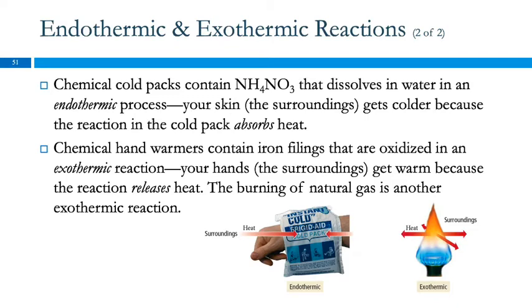Heat goes into the reaction. Where does the heat come from? The surroundings. So if you make your arm the surroundings, then the reaction is going to pull heat from your arm, and the result is that your arm gets cold, right? And that can help reduce inflammation. The chemical hand warmers are exothermic reactions. The iron reacts with oxygen, and it releases energy. Exothermic, the energy goes out. It goes out from the system into the surroundings. Your hands are the surroundings. Your hands get warm. Okay?